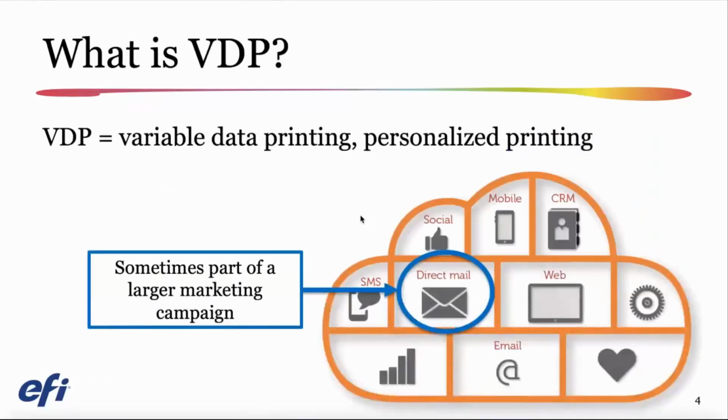So what is VDP? VDP, or variable data printing, is any printed piece that is customized in some way for the intended recipient. Sometimes the printed piece is a standalone piece. Sometimes it is a component of a larger marketing campaign, which may contain other types of communication, such as email. But for this session today, we're going to focus on the printed piece.